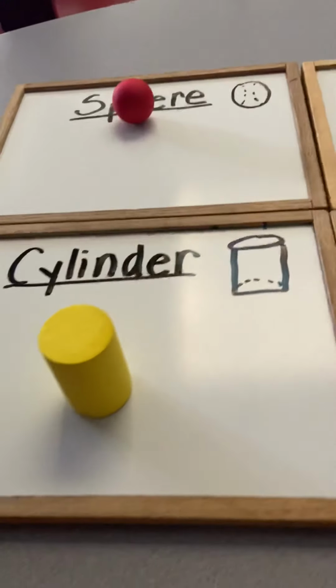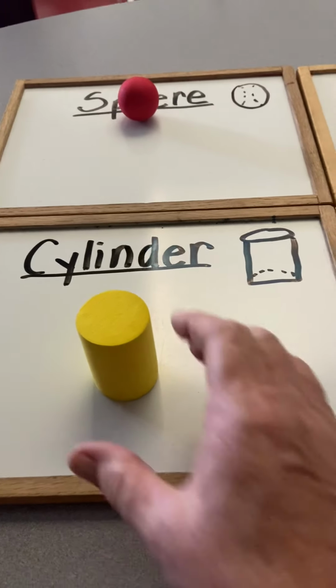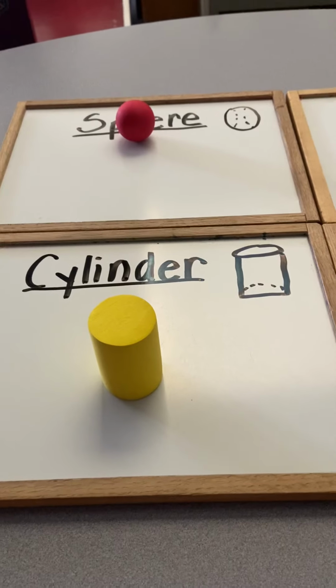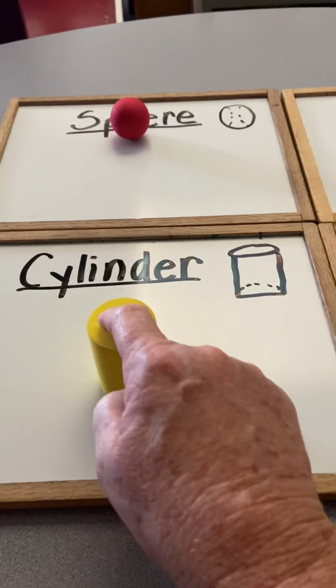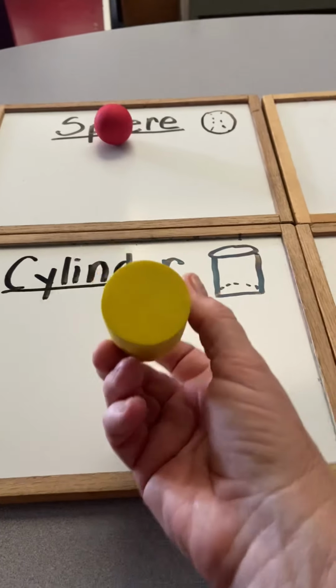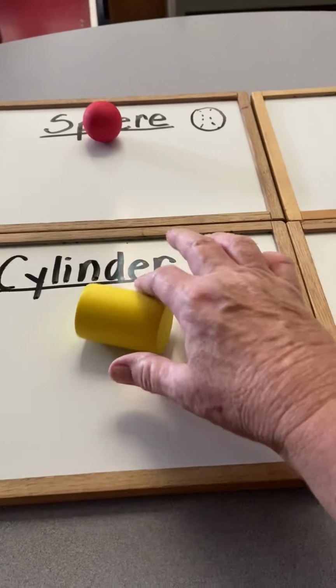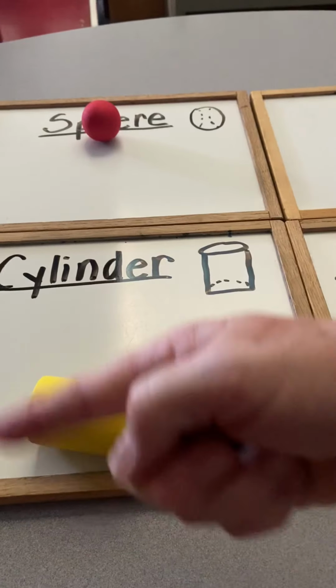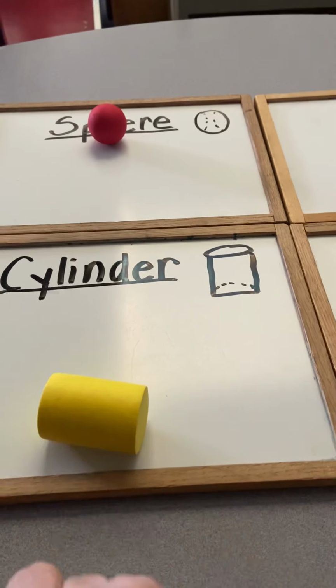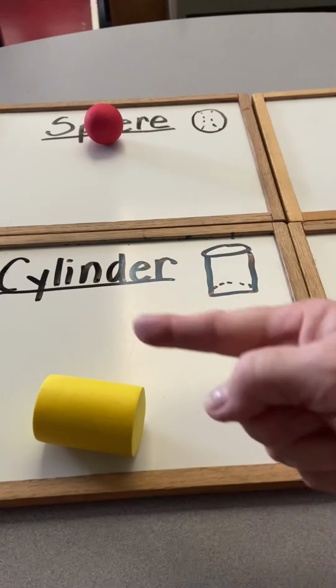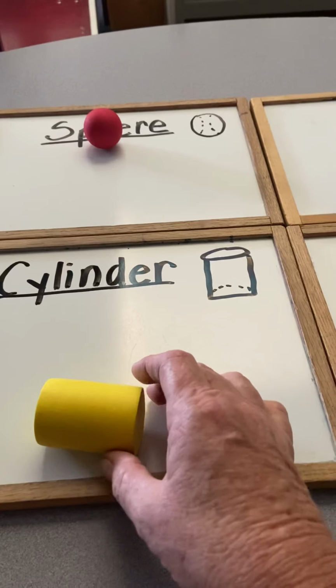All right, let's take a look at the cylinder. All right, the cylinder is really interesting because it's flat on the top, it's a circle. It's flat on the bottom, but the tube part is round. It goes around kind of like a sphere. So it has 2 flat sides and then it has a curved side. So let's see what we could do with it.